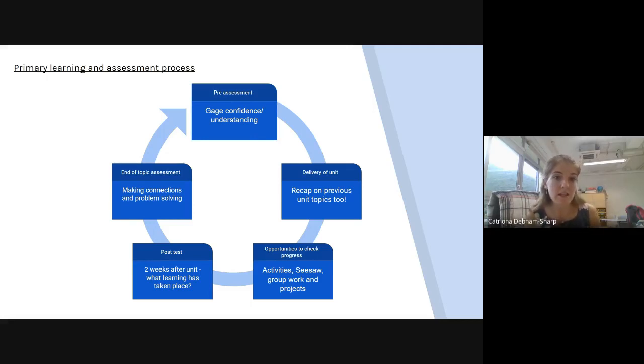If we find in the post-test that the children haven't quite grasped something, that isn't the end. It's not, okay, they didn't get it and that's it. We would then revisit that within the next units to make sure that we are closing those gaps and checking where the children have misconceptions, because it's often a shared misconception that we can address throughout the further units that we are teaching.